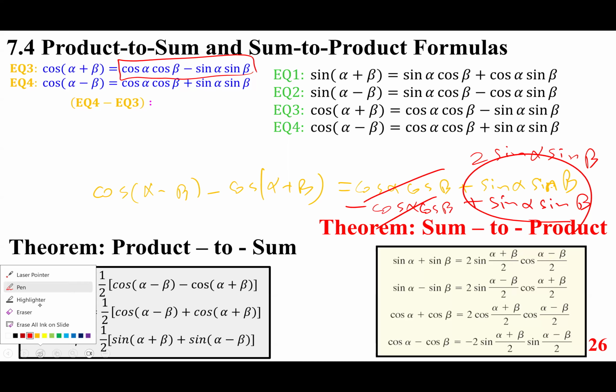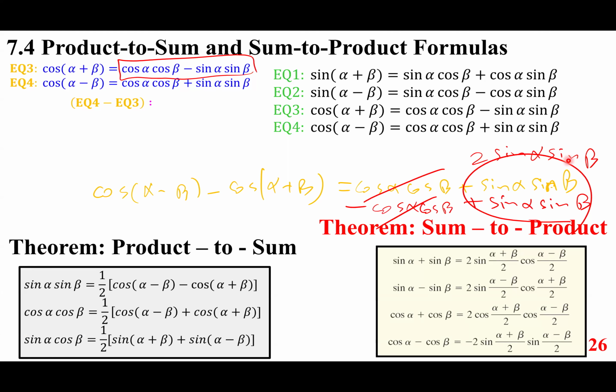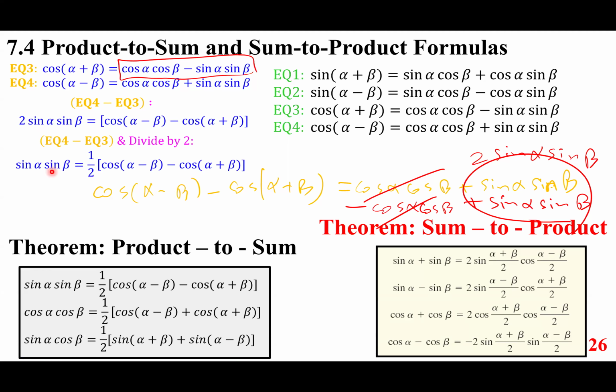So what is sine of alpha sine of beta is the left-hand side divided by 2. So 2 sine alpha sine beta is cosine alpha minus beta minus cosine alpha plus beta. Therefore, if you divide it by 2, you get sine alpha sine beta is half of cosine alpha minus beta minus cosine alpha plus beta. This is the proof for this one, everybody. I'm going to erase my one.